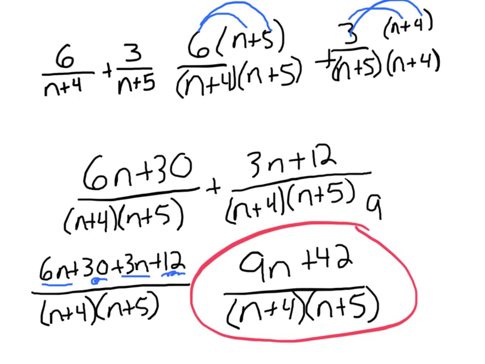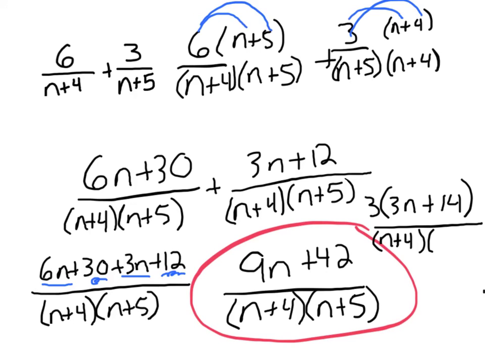3 times 3n plus 14 all over n plus 4 times n plus 5. I'll take either one of those. For clarity purposes, I think this one's a little bit clearer. But these two are equivalent, so that would work too. I'm okay with that.